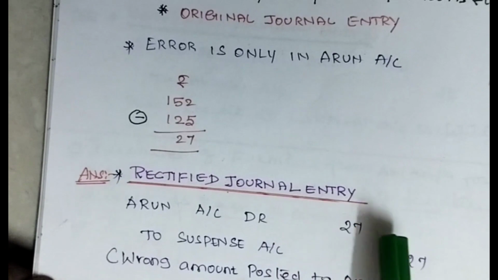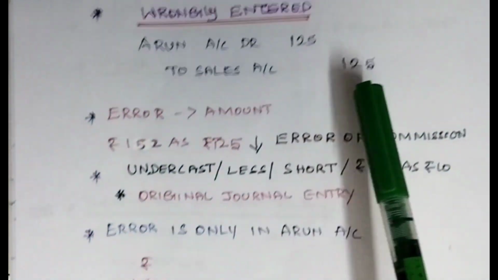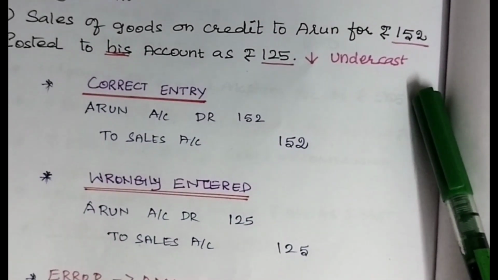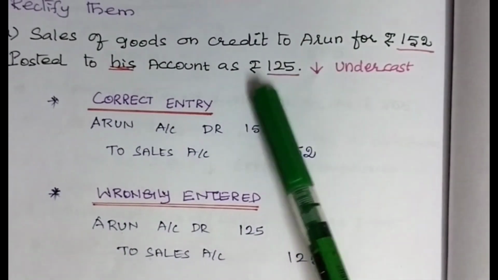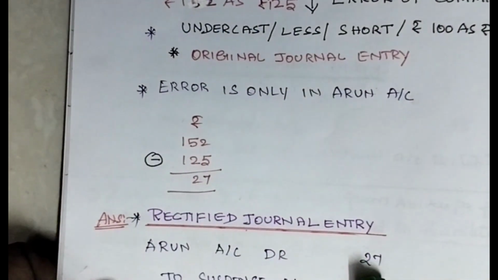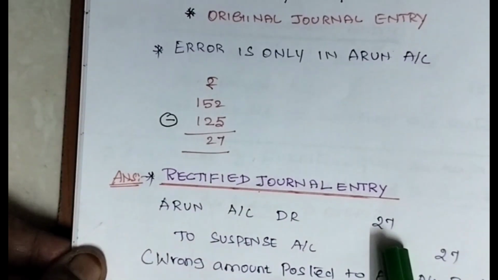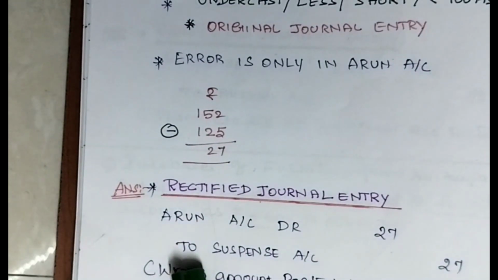How many rupees do you have to enter here? The difference value, because the amount is the error, right? Instead of 152, an accountant entered 125. So we have to find the difference between them, that is 27 rupees. Okay, so Arun account debit 27 rupees.